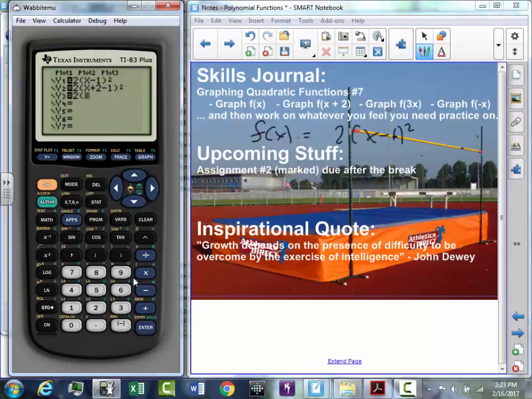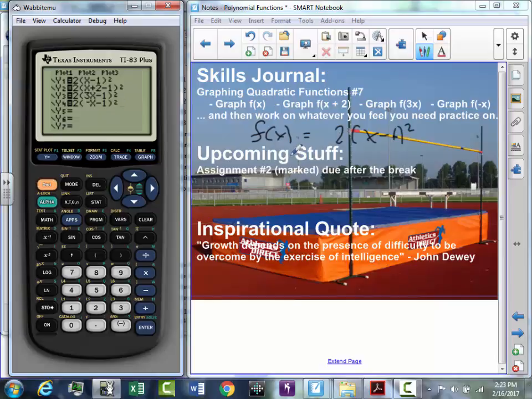While I'm at it, I'm going to write the other ones in, and I'll get to them later. So 2 bracket, rather than writing x, now I'm going to write 3x. Keep going, still subtract 1, and square the whole thing. And then for the last one, it's 2 bracket, but rather than writing x, we're going to write negative x. Still have to subtract 1 and square.